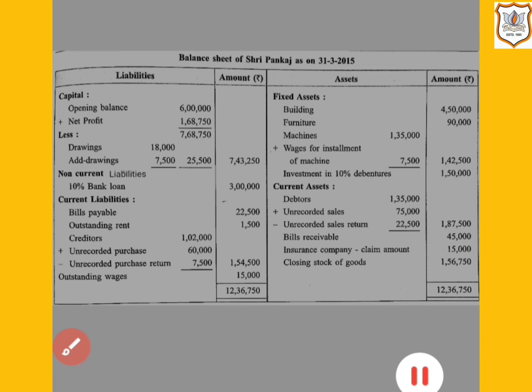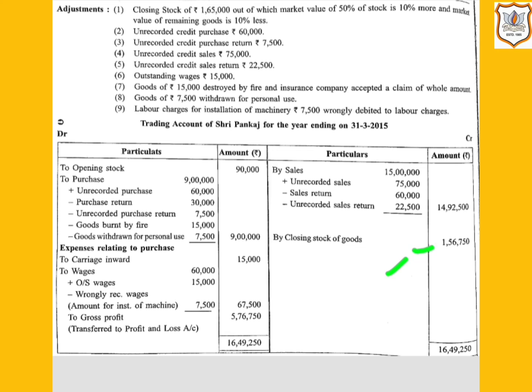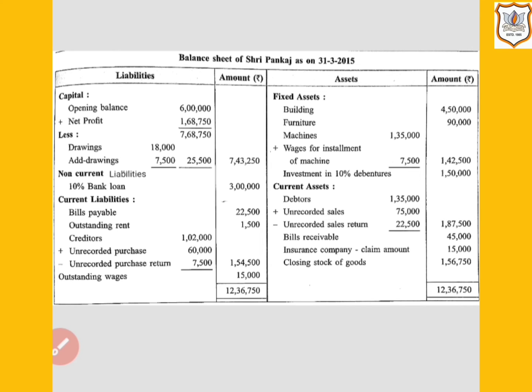Now let us see the next adjustment. Next is given unrecorded credit purchase rupees 60,000. Since it is unrecorded credit purchase, here we will add it to purchase, which is shown on the debit side of the trading account. Here it is, unrecorded credit purchase 60,000, and as it is unrecorded credit purchase, our creditors will also increase. So in the balance sheet, under the heading current liability, creditor is there, 1,02,000, and here we will add unrecorded purchase 60,000.